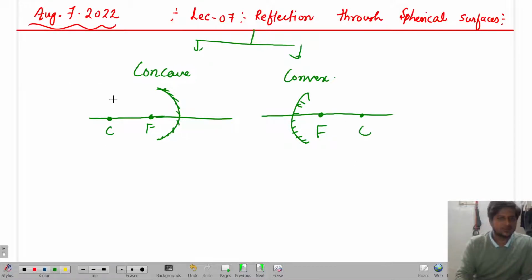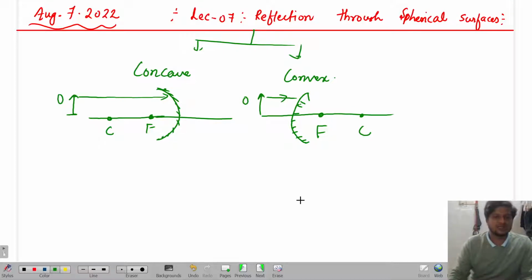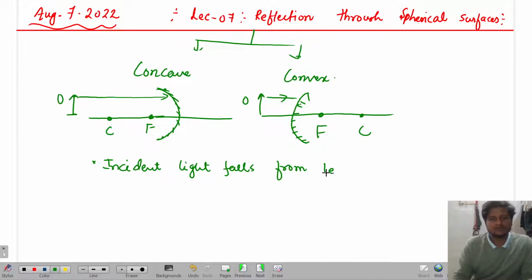Next point, in concave mirror, one property remains the same. Object is always kept on the left side for both of the mirrors, and their image positions will definitely be different. Now, next important thing, from the object, incident light is going to fall on the mirror from the left side towards the right side. So one important point is that incident light falls from the left side of the mirror, and that is the most important thing.